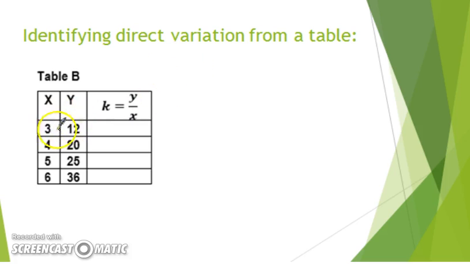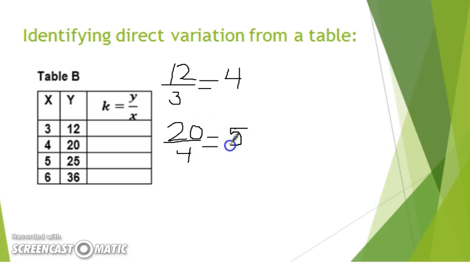So I would look at my x and my y values. To find k, we do y divided by x. So I would do 12 divided by 3, and I would get 4. So then I would go on to my next one. 20 divided by 4 is 5. So what do we notice about our k values? They're different. So this would be not a direct variation.